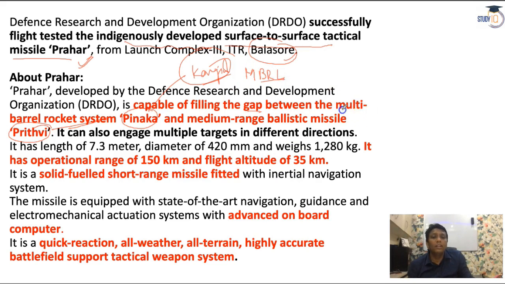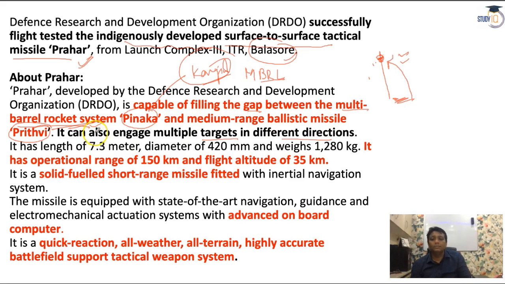MBRL, multi-barrel rocket launcher. You can launch many rockets from this launcher. Actually in the Kargil war, Pakistan soldiers were up there, they had formed bunkers, and we were at the base. So through Pinaka we launched the missiles, damaged all the bunkers and we won those areas. It can also engage multiple targets in different directions.